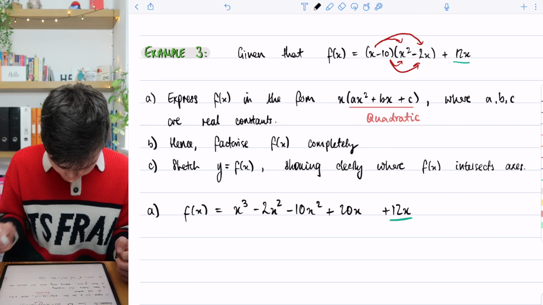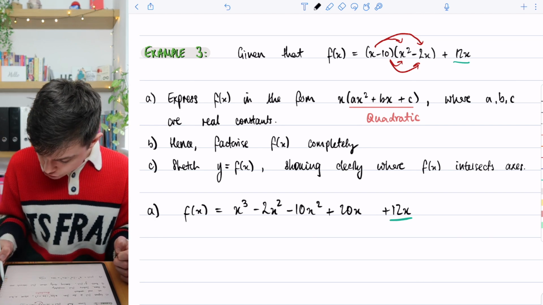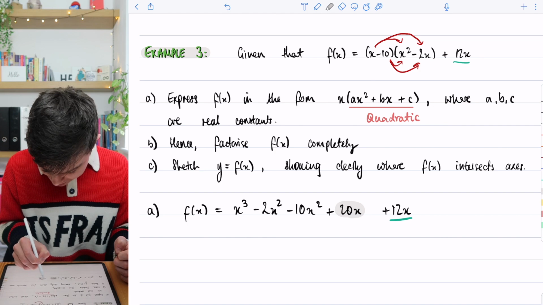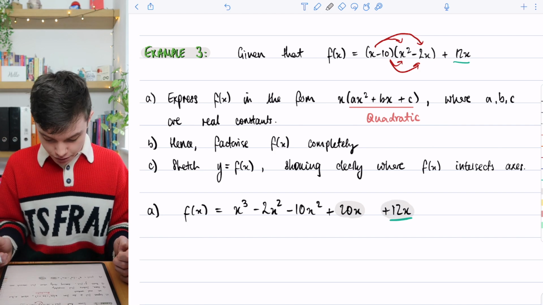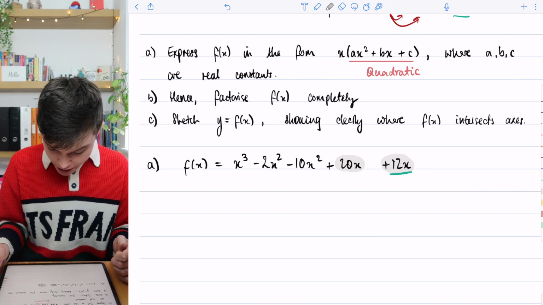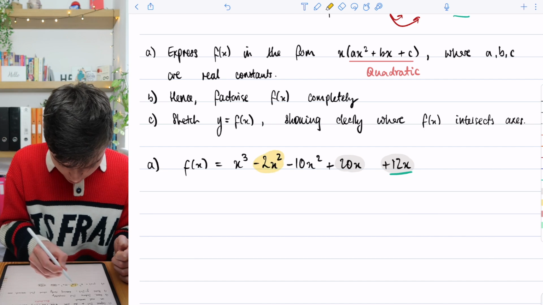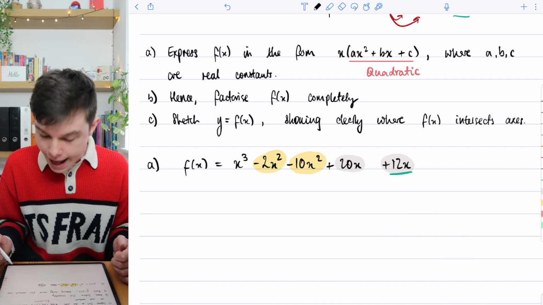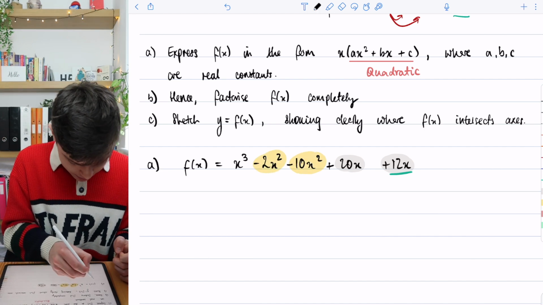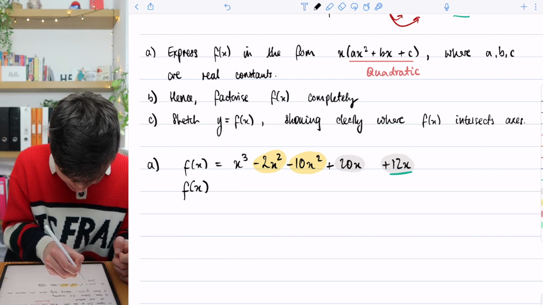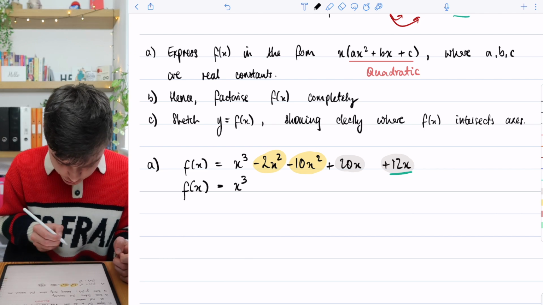You're probably all shouting at the screen. That's better. So we have an x term there and an x term there. So then what we can do is, well, we also have an x squared term there and an x squared term there. We can then collect like terms. So that will say f of x is equal to, well, we've only got 1x cubed.